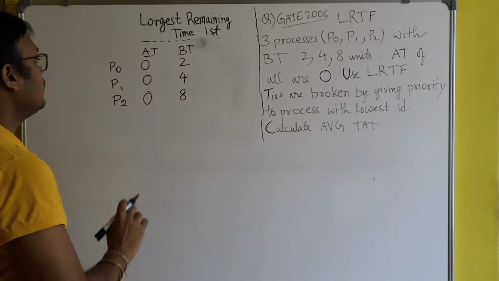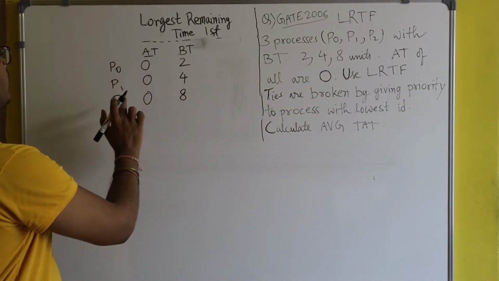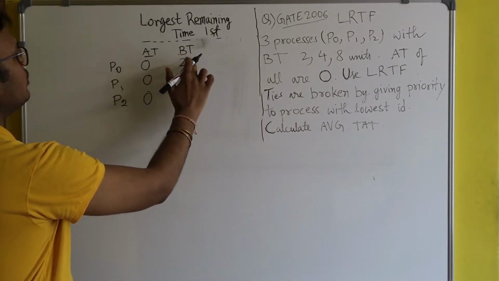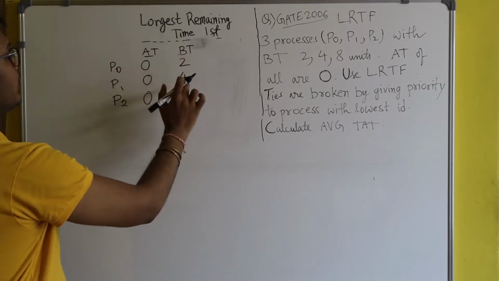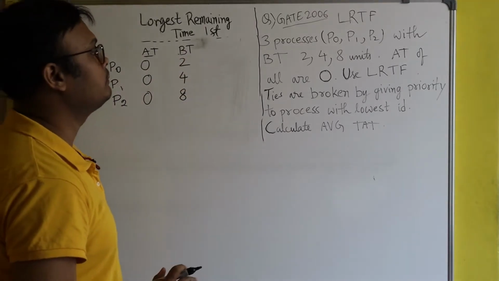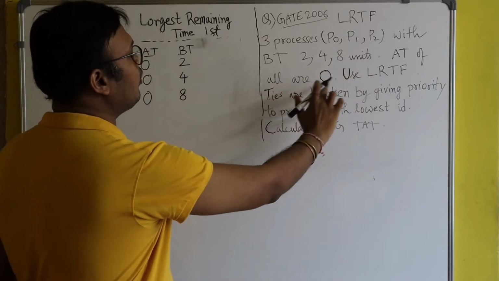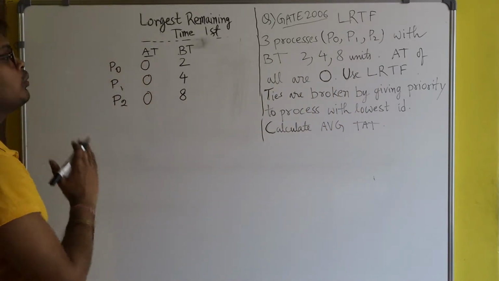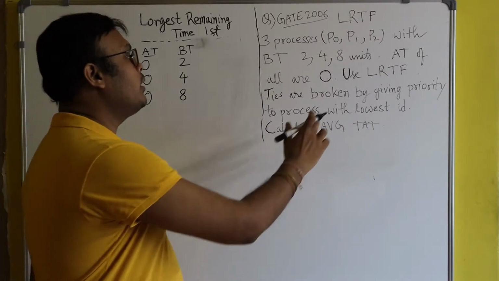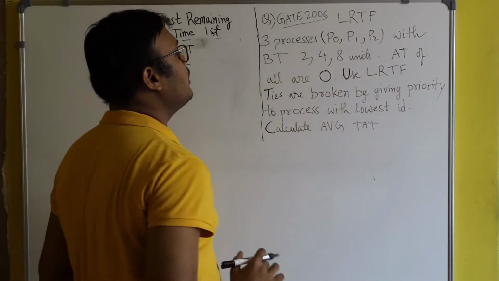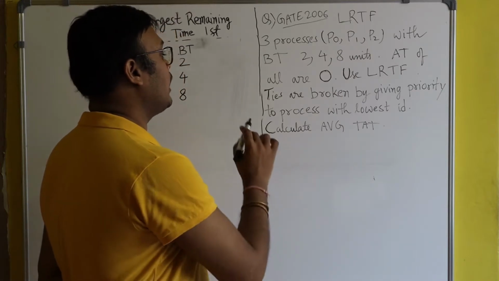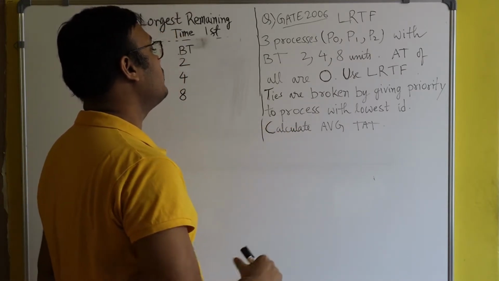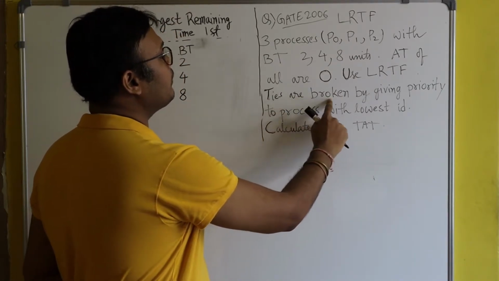So you see, these processes are P0, P1 and P2 and their burst times are 2, 4 and 8 units respectively. Arrival time of all these processes is 0. So we have to use the LRTF, longest remaining time first algorithm, and the condition is mentioned in the question. Ties are broken.